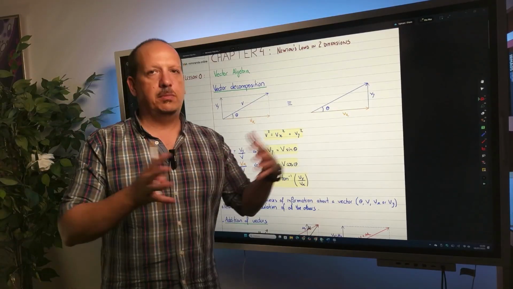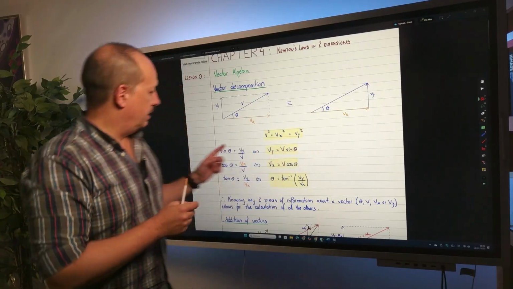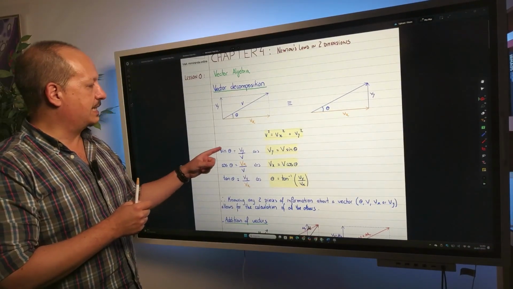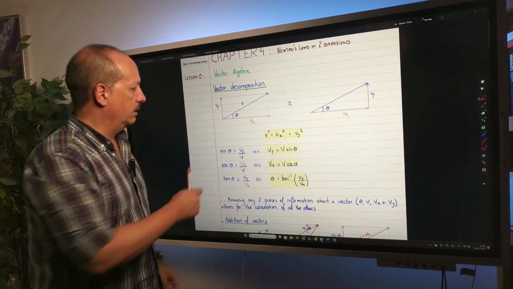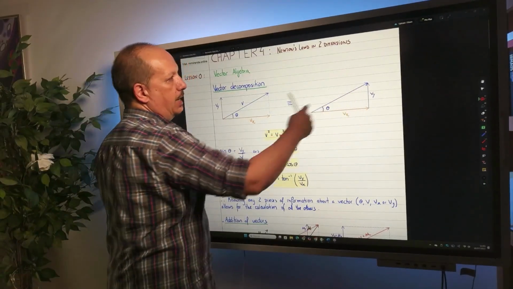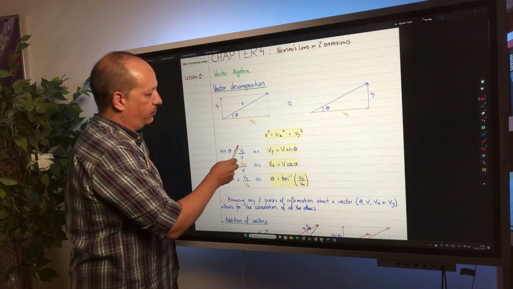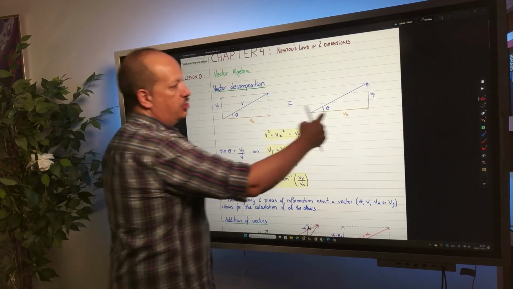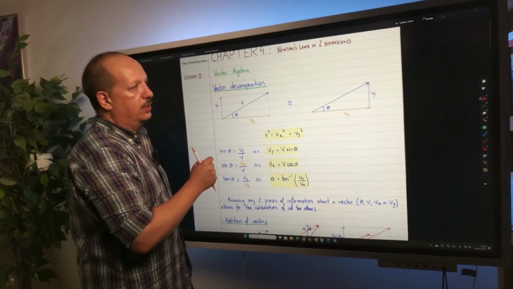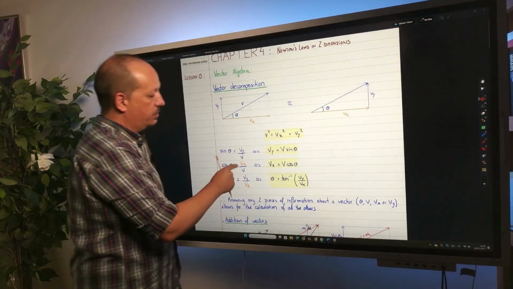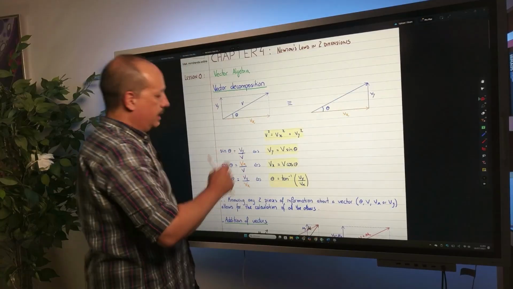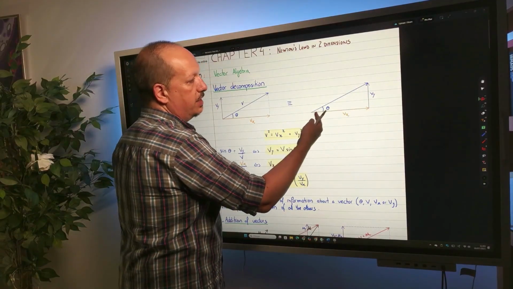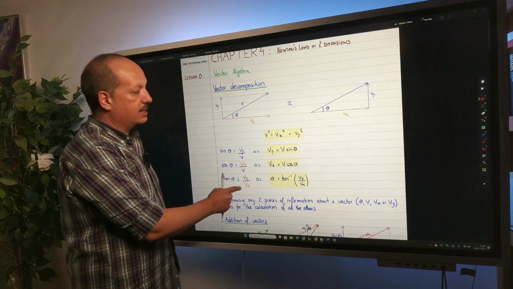SOHCAHTOA is just a mnemonic that you use to know how to operate with these trigonometric ratios. You know that the sine of an angle in a right triangle is the opposite side over the hypotenuse. So in this context, it's Vy over V. The cosine of this angle is the adjacent side of the right triangle over the hypotenuse. So it is Vx over V. And the tangent of this angle equals the opposite side over the adjacent. So it's Vy over Vx.